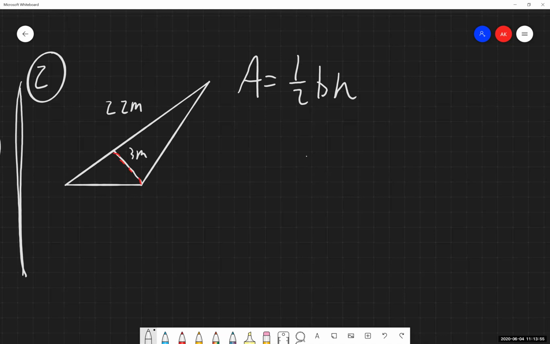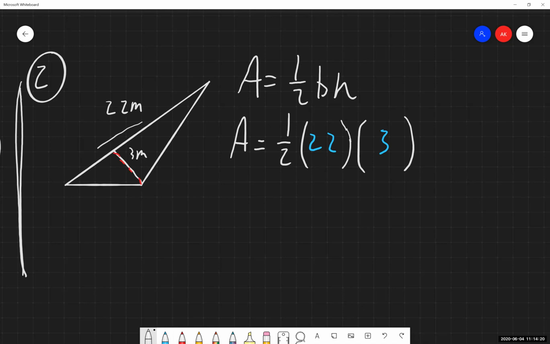So in our instance that we have here, starting with our area, 1/2, our base is going to be that 22, and the height is going to be 3. And again, the height, as it was described in our definition of it, it's the distance from the base to the vertex. Do this in red. So the distance from the base to the vertex, that little point that we have right there.